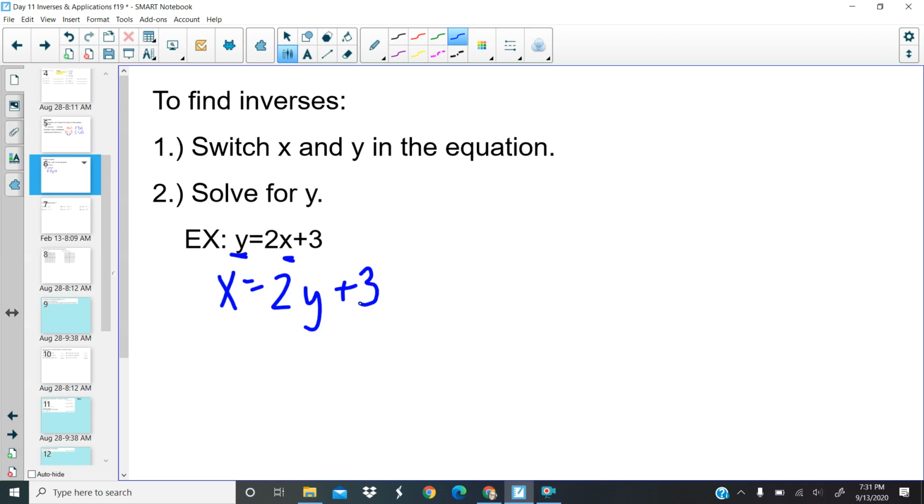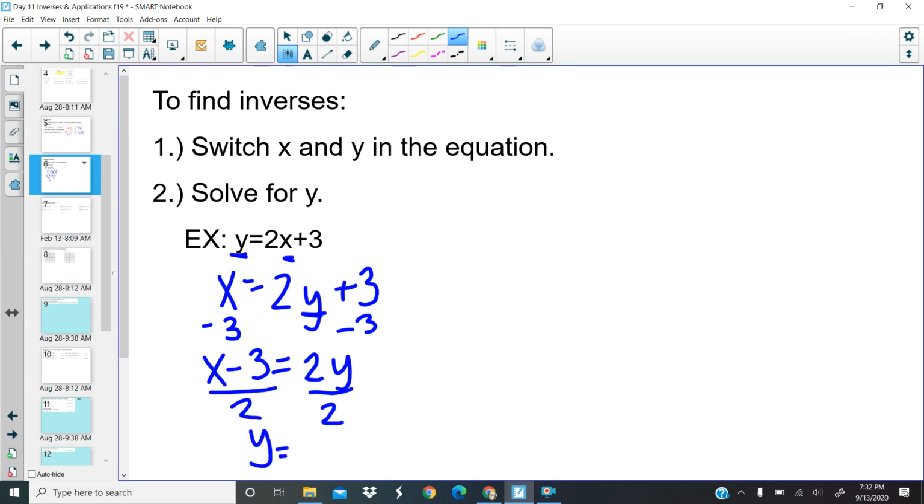The only other thing you need to do is solve for that y. It's just like when you have a regular equation and you're solving for x or some other variable. You just need to get y by itself again. To do that, the first thing we need to get rid of is that plus 3, so we subtract 3 from both sides. Now on the left-hand side we have x minus 3 equals 2y. The last thing to get y by itself is to divide by 2.